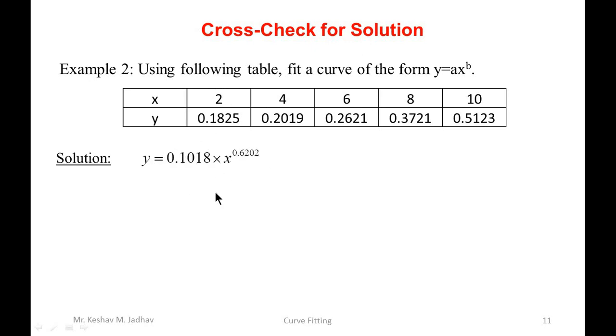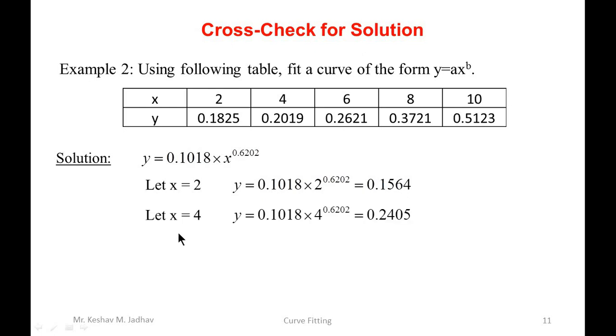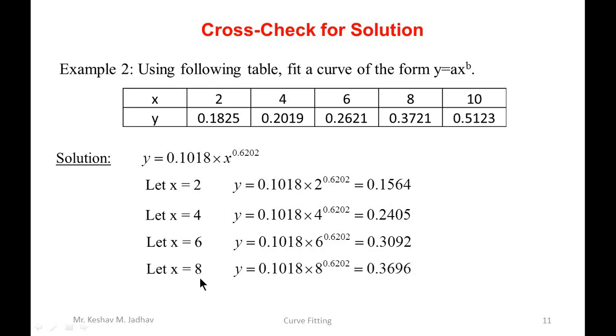So let us put x is equal to 2. If you put x is equal to 2, then we will get y is equal to 0.1564. If we put x is equal to 4, then we will get y is equal to 0.2405. If we put x is equal to 6, then y is equal to 0.3092. If we put x is equal to 8, then y is equal to 0.3696. And if we put x is equal to 10, then we will get y is equal to 0.4246. So these values are slightly different from these measured values.